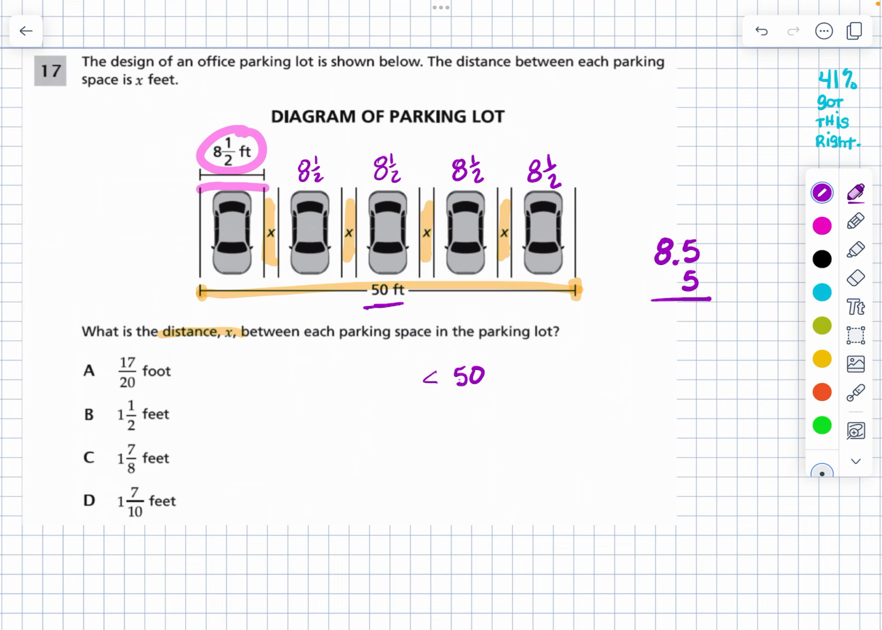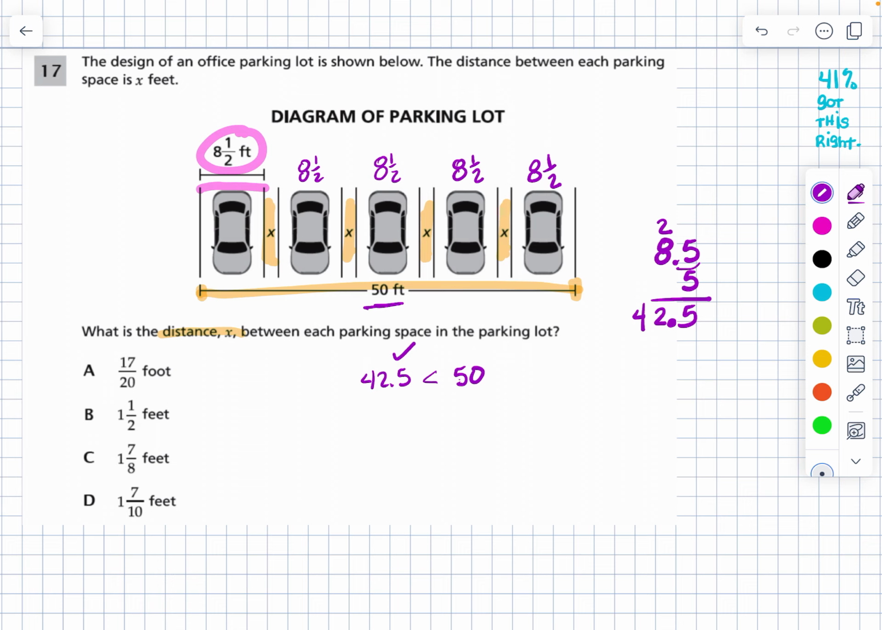I expect this number to be less than 50. Okay, so 5 times 5 is 25. And 5 times 8 is 40 plus 2 is 42. And 1 space for the decimal. So we got 42.5, and it is less than 50. So this looks like a good number.